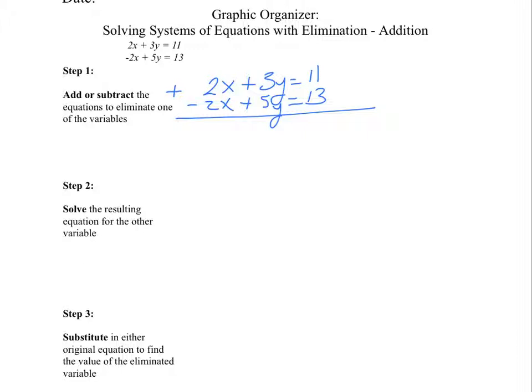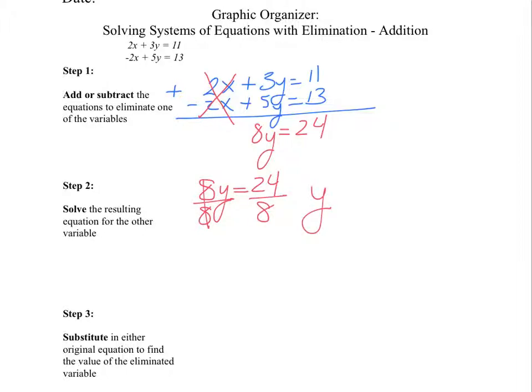So now we're going to add. You should notice that 2x plus negative 2x is going to cancel out. 3y plus 5y is 8y, and 11 plus 13 is 24. Everything gets added together. What we're left with is a very small equation that comes down to step 2. We divide each side by 8, and we end up figuring out that y equals 3.